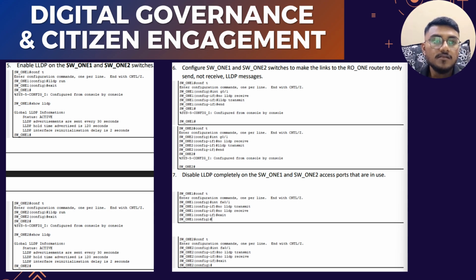Then we move on to step 7, which is the last step of exercise 1, configure LLDP. This step asks us to disable LLDP completely on switch 11 and switch 12. It's a very simple thing to do. We get into the interface Fa0/1 and then type no lldp transmit and no lldp receive on both switches. By doing this, both switches won't send or receive any LLDP messages.